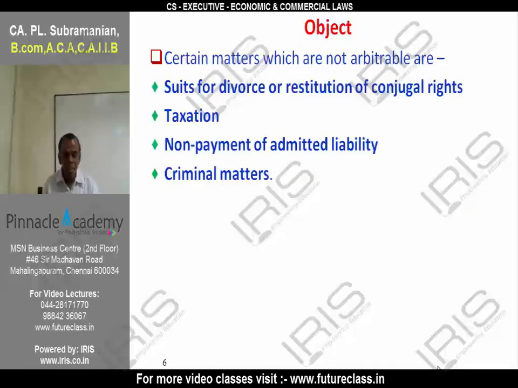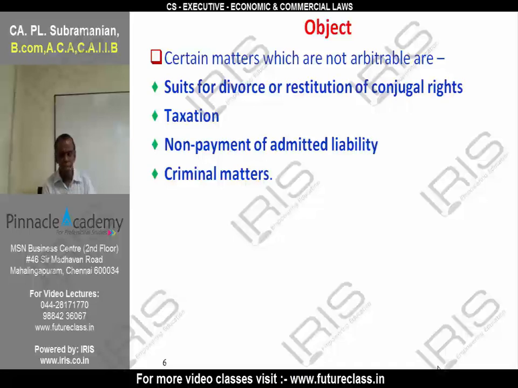Certain matters are not arbitrable; you cannot refer these matters to arbitration. Suits for divorce or restitution of conjugal rights. What is divorce? Two people, husband and wife, want to divorce. Or restitution of conjugal rights: one of the spouses leaves the other party and is living alone, so the other party goes to the court saying please tell that person to live with me. That is called restitution of conjugal rights. That cannot be referred to arbitration. Taxation cannot be referred either.